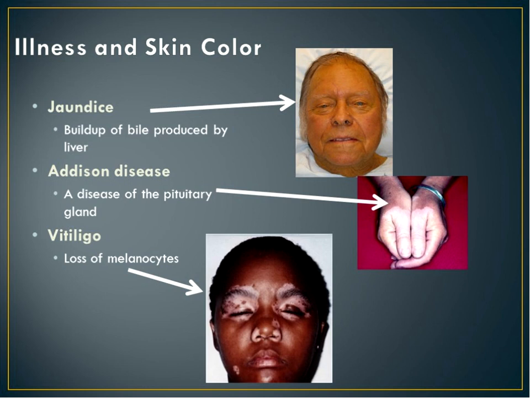Okie dokie. So where we last stopped last Wednesday was that we were talking about how illnesses can manifest themselves as variations of skin color. And one of the first ones we talked about was jaundice. For newborn babies that have a little touch of jaundice, we're not super concerned unless they're really premature and have a lot of other health conditions.